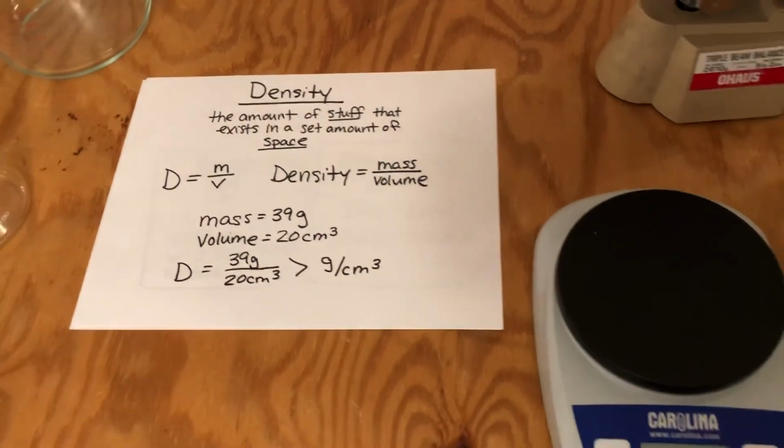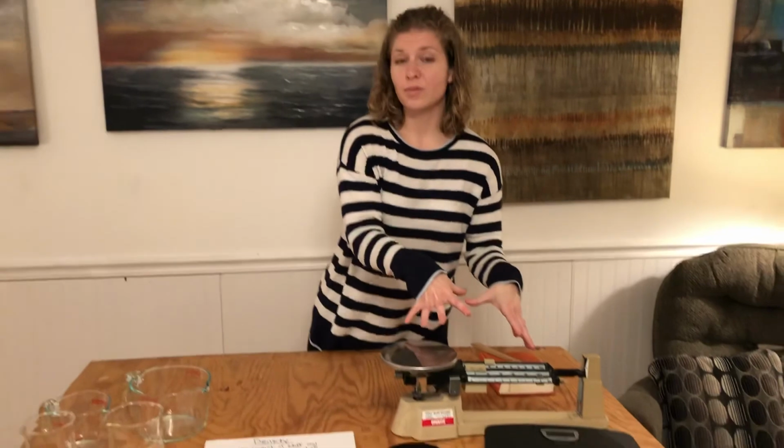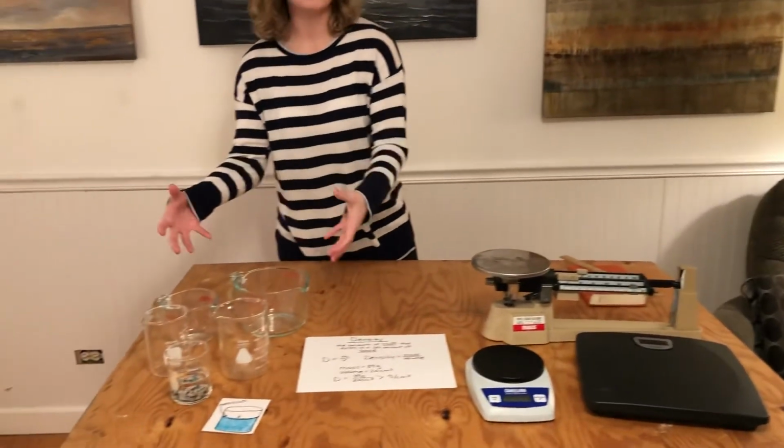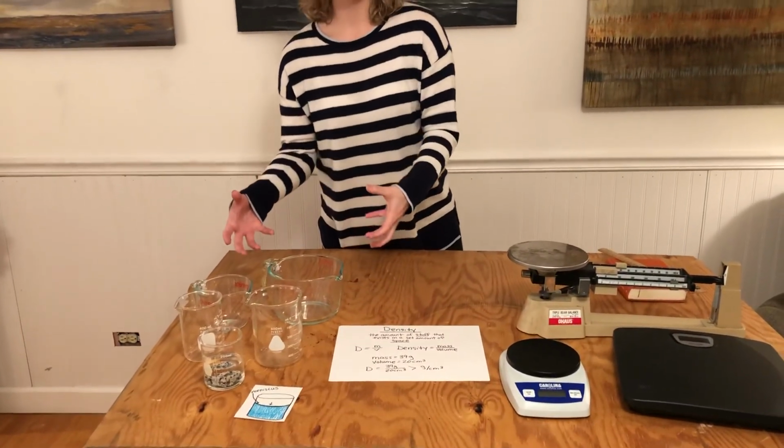So when we're measuring mass, or when we're measuring matter, we're measuring the stuff that makes up all the objects in the universe. We can measure the amount of stuff with mass. We can measure the amount of space that that stuff takes up if we're talking volume, or we can put all of that together and we can measure the amount of stuff that exists in a set amount of space. That would be density.